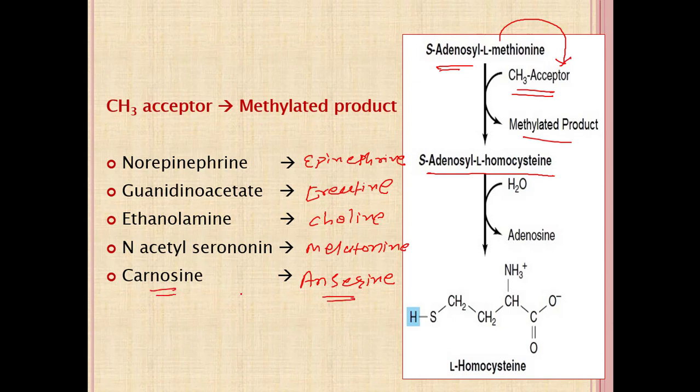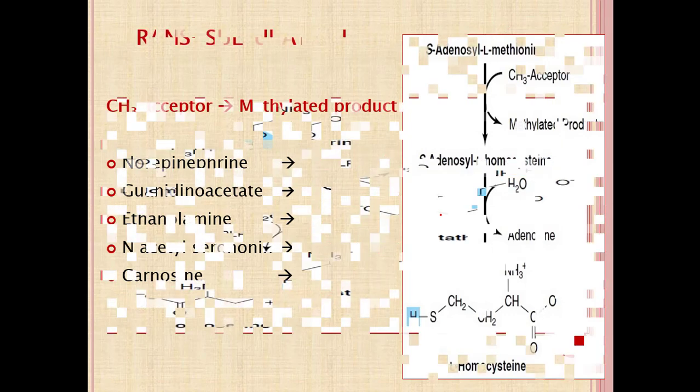That is an amino acid intermediate metabolite present in muscle tissue. So remember the various reactions that undergo transmethylation. Creatine, choline, melatonin, anserine, and epinephrine from norepinephrine, all by transmethylation, are examples of the transmethylation reaction.